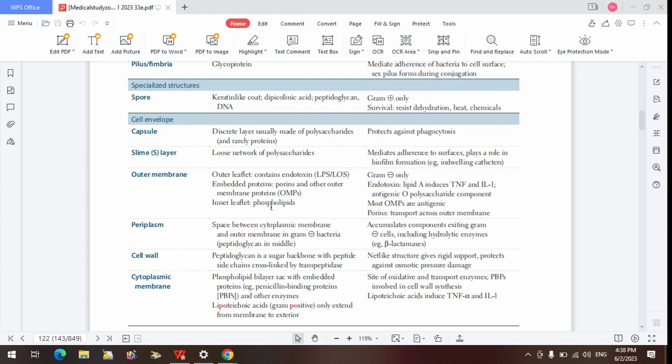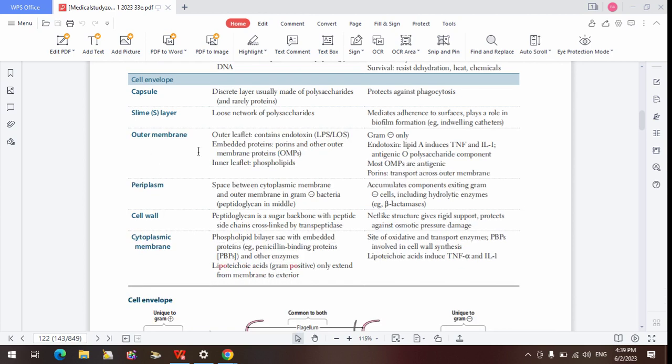You guys remember. Then, between the outer and the inner leaflet, you have the middle layer that contains embedded proteins. What are these proteins? Porins, which allow for movement in between. Then we also have the other outer membrane proteins that are antigenic. So that's all about the outer membrane. Once we move beyond the outer membrane, remember, the outer membrane is only found in gram-negative. That is why only gram-negative organisms contain endotoxin. Don't forget that.